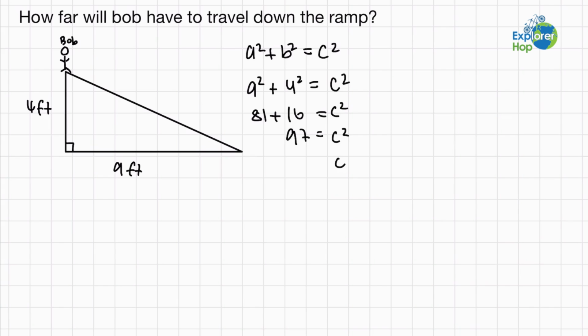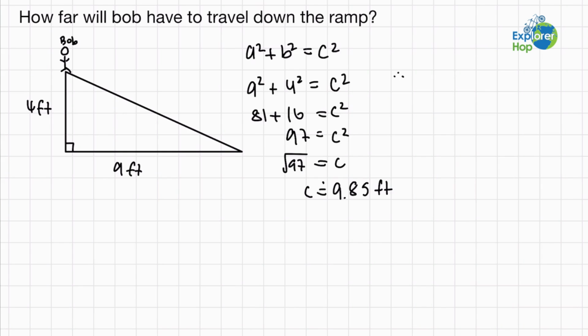The square root of 97 equals around 9.85 centimeters. Oh, sorry. The unit for this question will be feet. Pay attention to that. Make sure you guys don't make the same mistake as me. And voila, that's your answer.